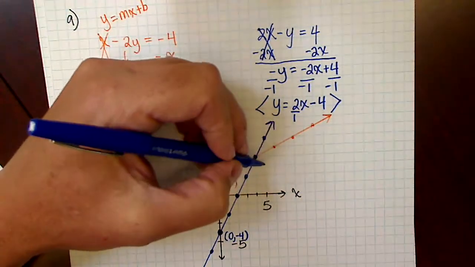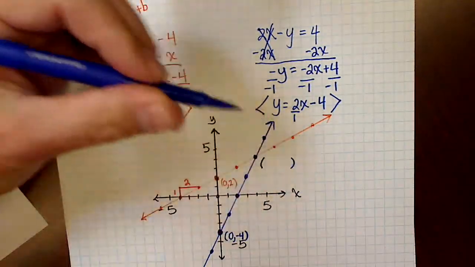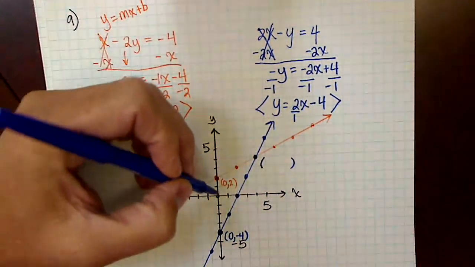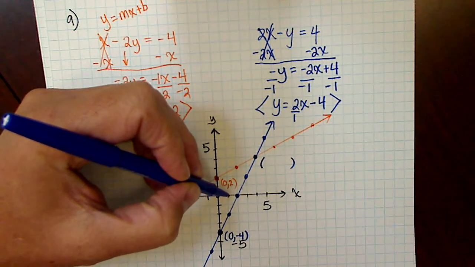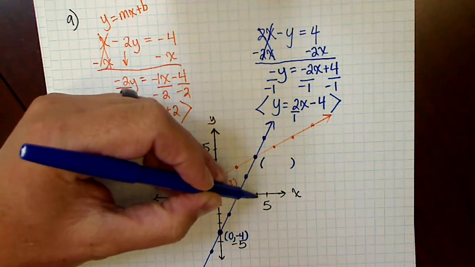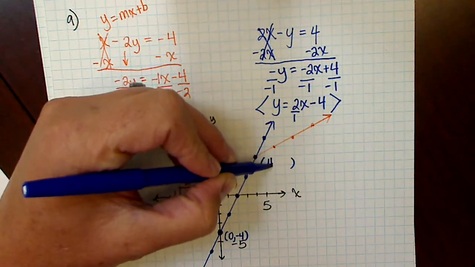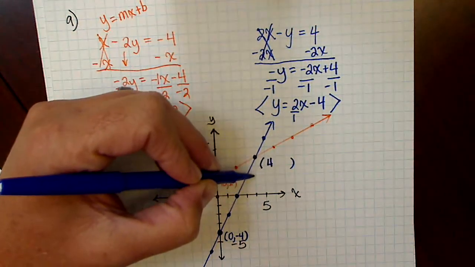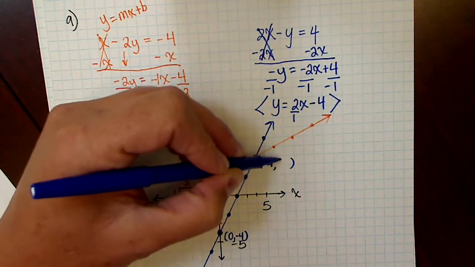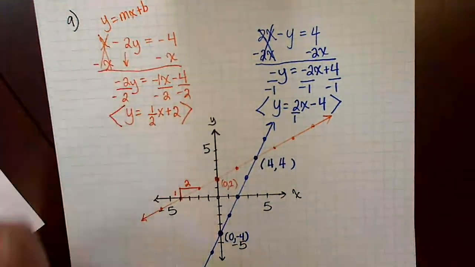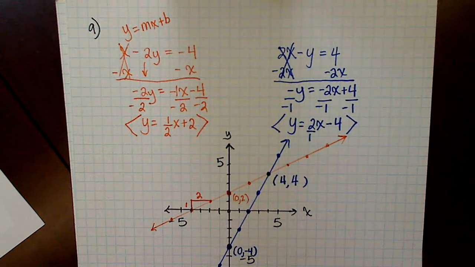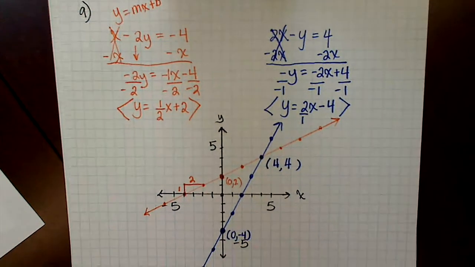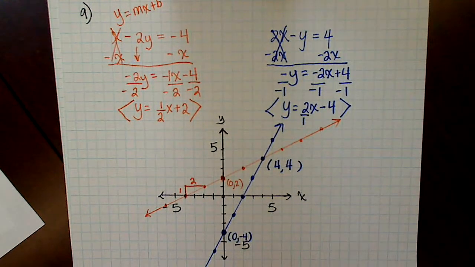The point of intersection of those two lines is the solution to the system. So in this case, I count over on my axis 1, 2, 3, 4, and then I count up 1, 2, 3, 4. So the point where these two lines cross is 4, 4. So the solution to the system is 4, 4, and the graph is represented visually for the two equations.